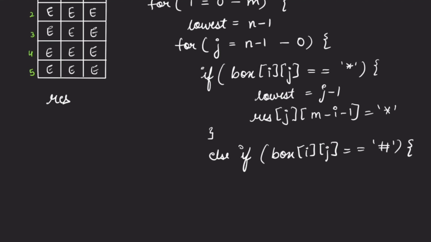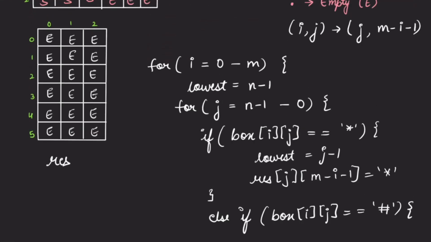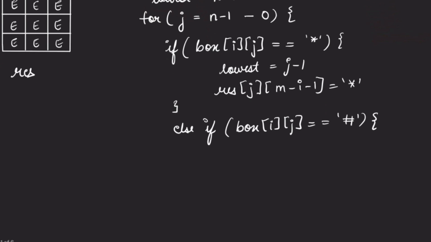Now the other case, when the box of i comma j is equal to a hash, which means a stone. When the current cell is a stone, then you need to fall it to the lowest empty cell, right? And what is the lowest empty cell? We are keeping this lowest variable to denote the lowest cell. So whenever it is a hash, the row is denoted by lowest, and the column in result will be m minus i minus 1, right? So in res, the row will be lowest and the column will be m minus i minus 1, and we will update it to a hash.